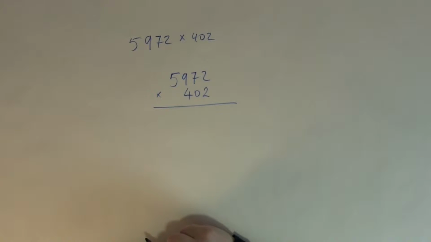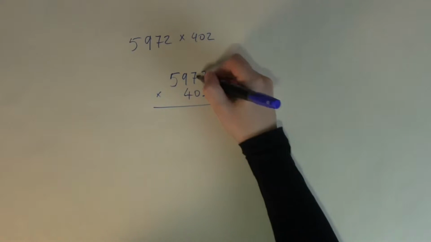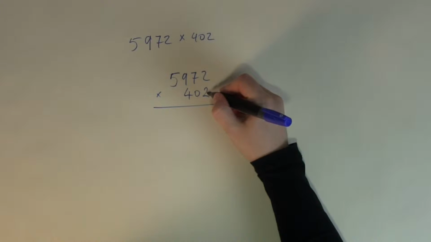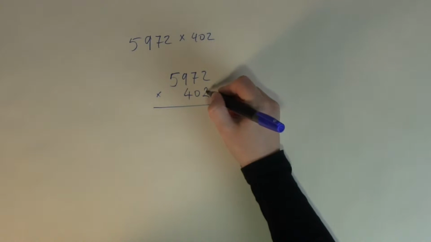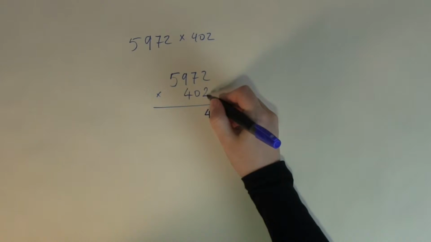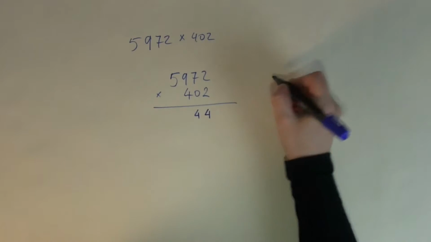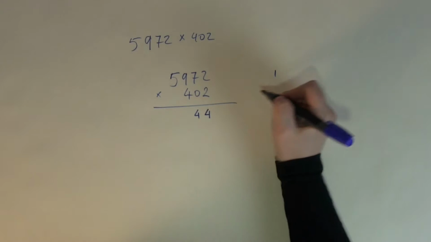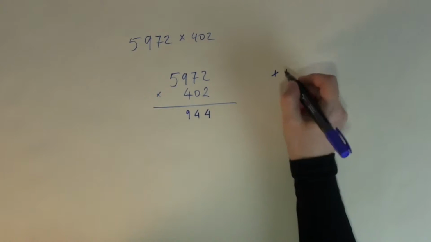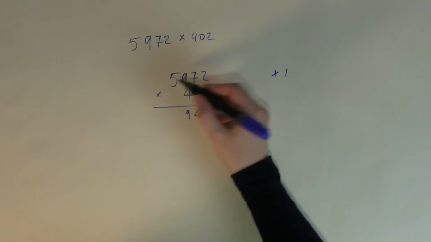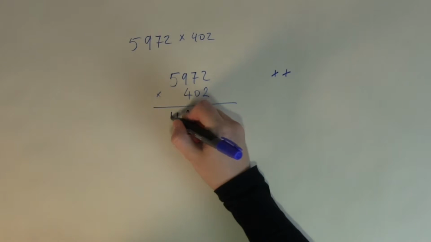Now, what we're going to do, we're going to multiply digit by digit. So the smallest digit is 2, so we're going to multiply the top number by that 2. 2 times 2 is 4, 2 times 7 is 14, carry the 1, 2 times 9 is 18 plus 1 is 19, carry the 1, and 2 times 5 is 10, add 1 is 11.